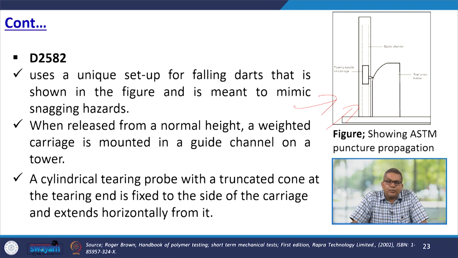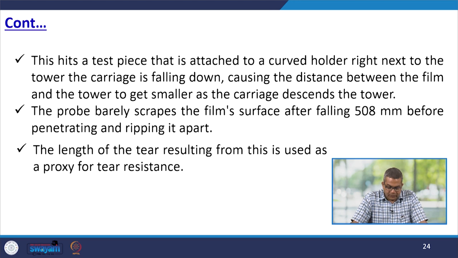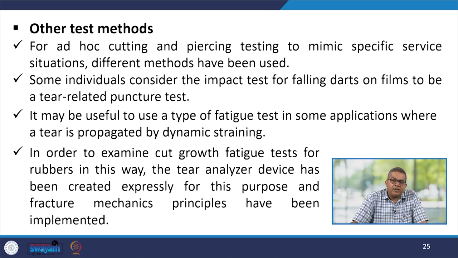A cylindrical tearing probe with a truncated cone at the tearing end is fixed to the side of this carriage and extends horizontally from it. Now, this hits a test piece that is attached to a curved holder right next to the tower. As the carriage falls, the distance between the film and the tower gets smaller. The probe barely scrapes the film surface after falling 508 mm before penetrating and ripping it apart. The length of the tear resulting from this is used as a proxy for tear resistance.